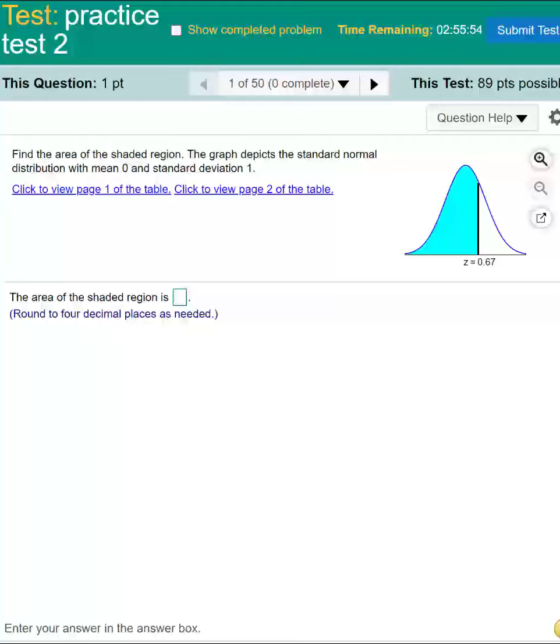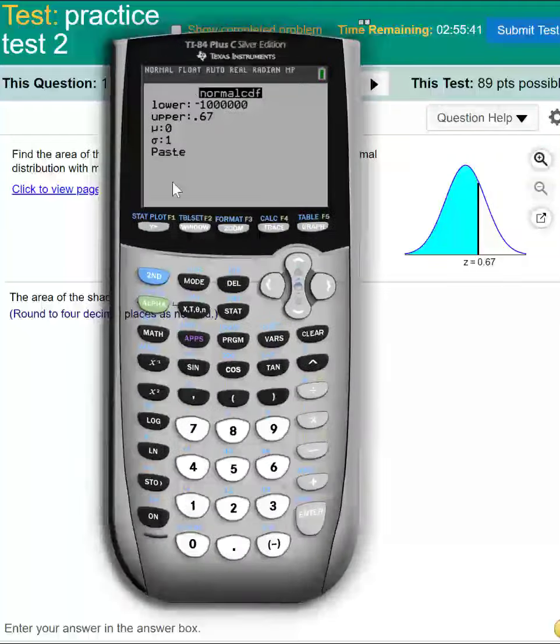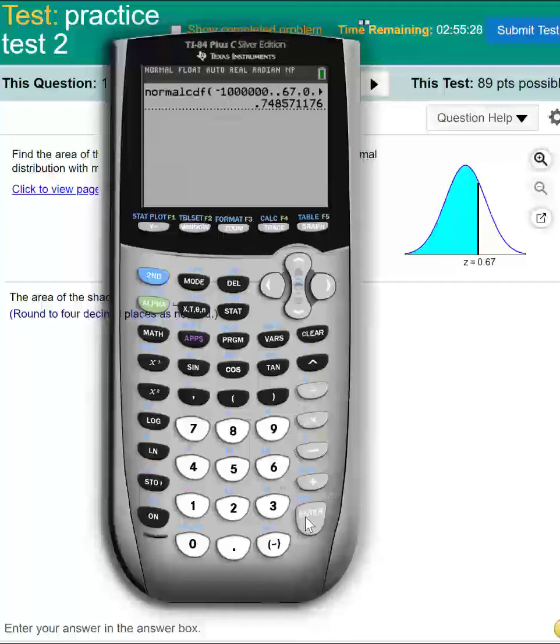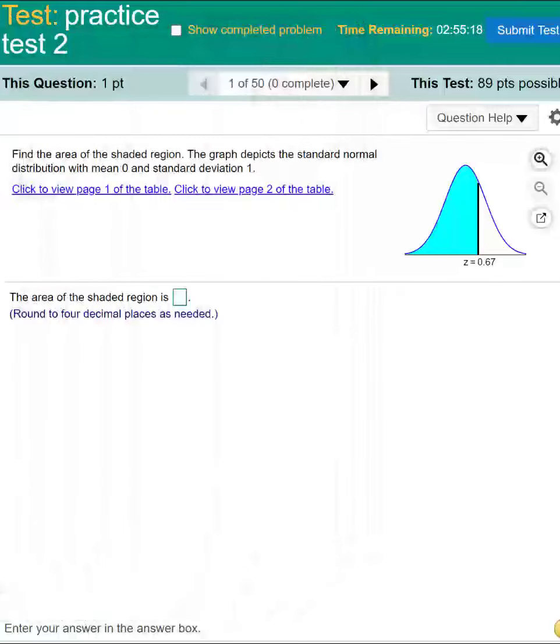Okay, let's begin with chapter 5 questions. Find the area of the shaded region. The graph depicts the standard normal distribution. So we want the area to the left of 0.67. That is a normal CDF. And the lower bound, as you can see, it's negative a million. Then the upper bound is 0.67 and 0.1. You paste it, you get the normal CDF, and that's the answer. He wants the answer rounded to 4 decimal places, so that will be 0.7486. Next question.